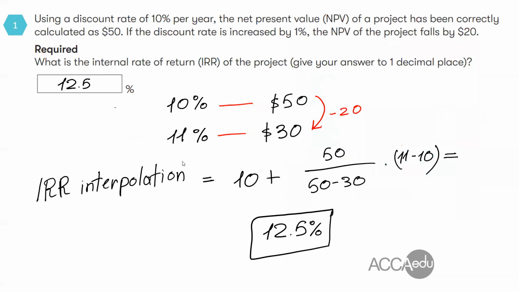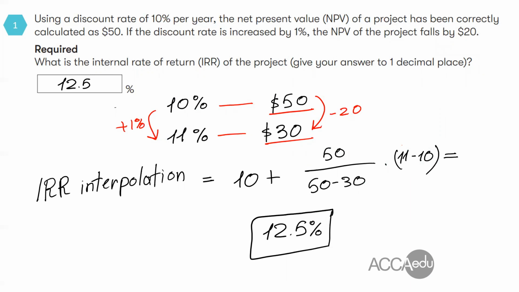Okay, let's get started. In the first question, we're asked to find the IRR, the internal rate of return of this project. We're told that for a discount rate of 10%, the NPV is $50. But if increased by 1%, which means the discount rate is now 11%, it becomes 30. I mean, the NPV decreased by $20.